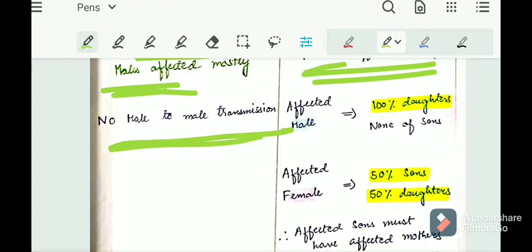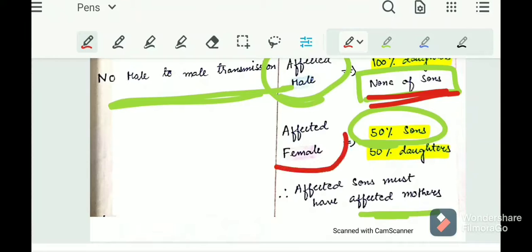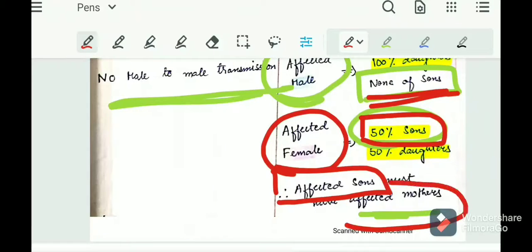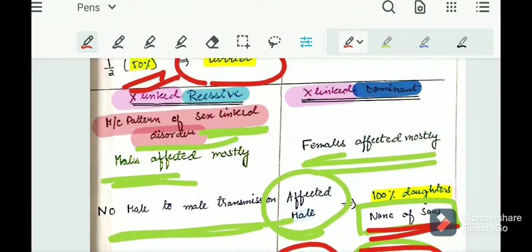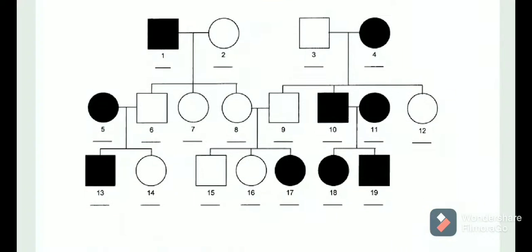What is the conclusion? See, from the male, no son is getting it, and from an affected female 50% of the sons are getting it. So if there is an affected son, there must be an affected mother also in X-linked dominant. Okay, so now let's see some pedigree charts and diagnose what's the pattern of inheritance.